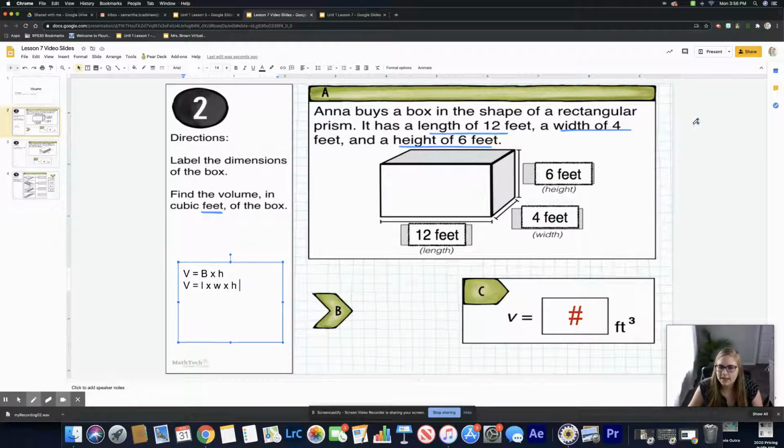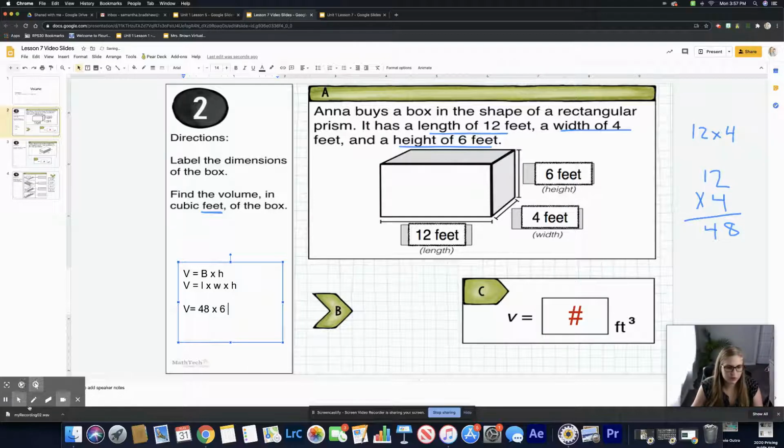So I know my base is 12 times 4. So I'm going to rewrite this where I'm lining it up by the ones place. So I have 12 times 4. 4 times 2 is 8. 4 times 1 is 4. So my base is 48. So I'm going to come over here and go volume equals 48, that's my base, times my height, which is 6 feet. So that is my equation that I'm using.